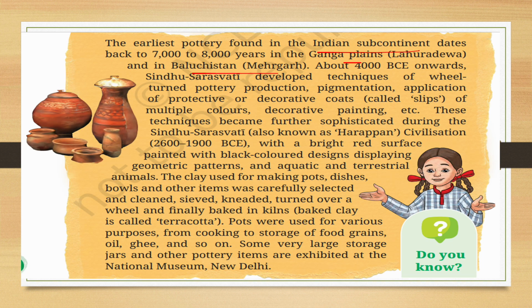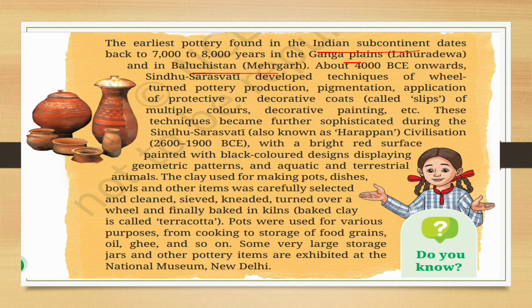The earliest pottery found in the Indian subcontinent dates back 7,000 to 8,000 years in the Ganga plains, Lahuradeva, and in Baluchistan, Mehrgarh. This means that the earliest evidence of pottery making in the Indian subcontinent dates back to a period between 7,000 and 8,000 years ago in the Ganga plains, Lahuradeva, and in Baluchistan, Mehrgarh.